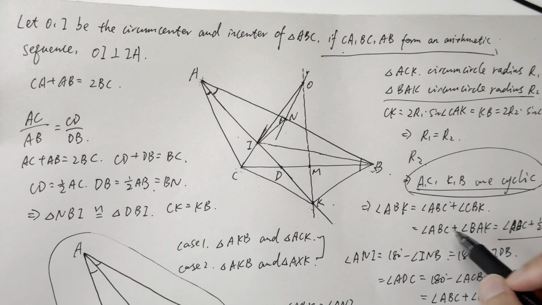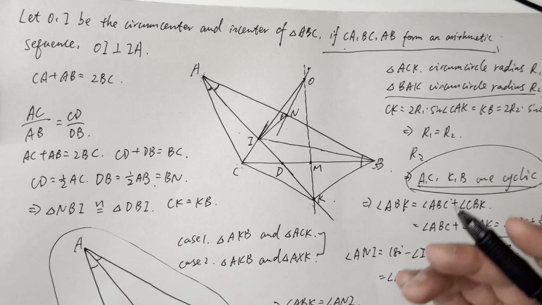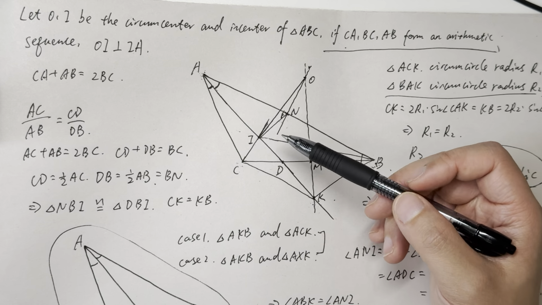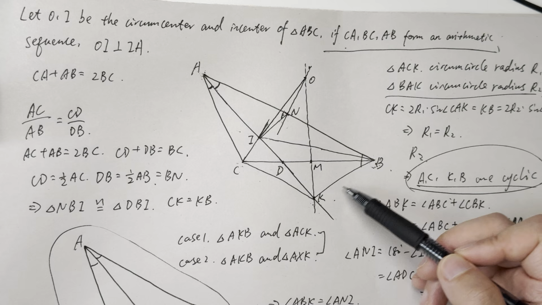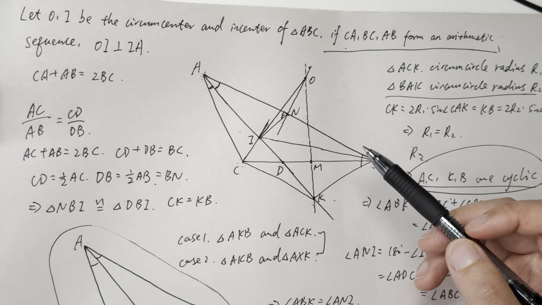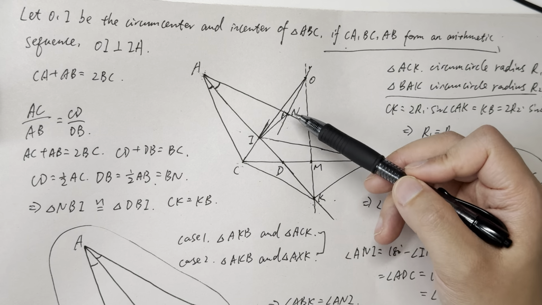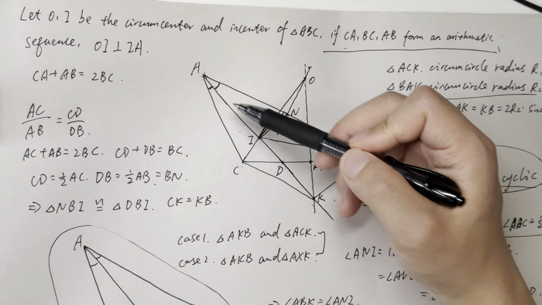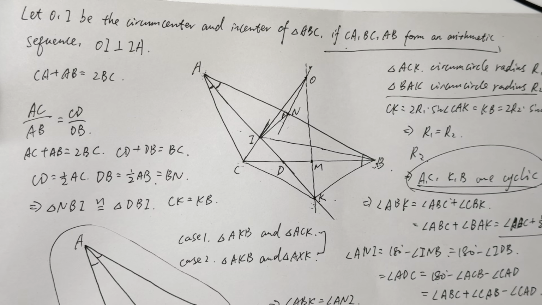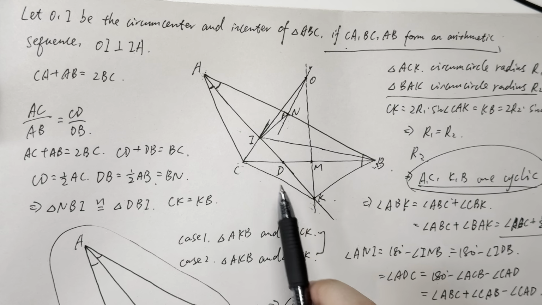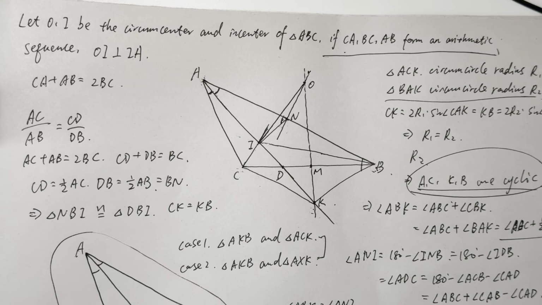And once you get that these are cyclic, it's very straightforward to get that IN is parallel with BK, and therefore you can easily derive that OI is perpendicular to AK, right? You get that I is the midpoint of AK. Okay, this is a very, very interesting figure. I would encourage the audience to explore this figure by yourself, and see if you can get more conclusions from this figure.